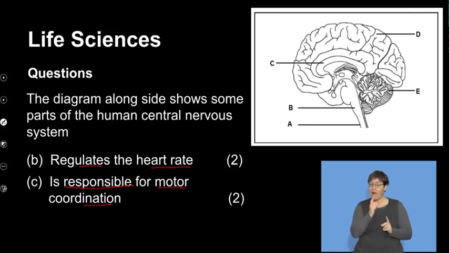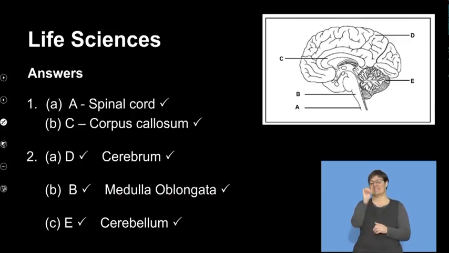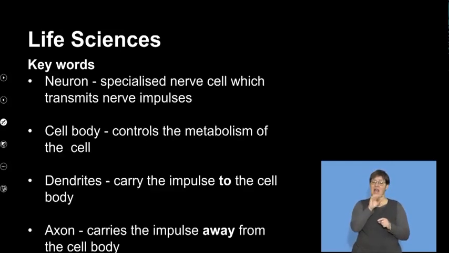I believe you've got answers now. Let's check if your answers are correct. Number 1, we said A is the spinal cord, C is the corpus callosum. For 2A, you were supposed to give the letter and the name. So it's D, cerebrum; B, medulla oblongata; E, cerebellum. If you look at the answers here, there are ticks for a letter and the name. Be careful not to forget to write both if the question says letter and name.